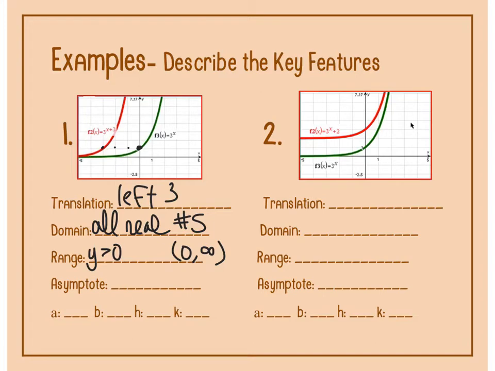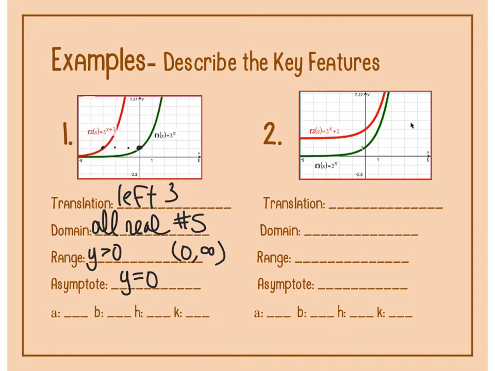Asymptote. What line was it getting close to but never going to ever cross? My asymptote is y equals 0. So what's the difference between range and asymptote? Asymptote is the line that's never going to cross. It's always a y equals. And the range is your lowest y value to your highest y value.